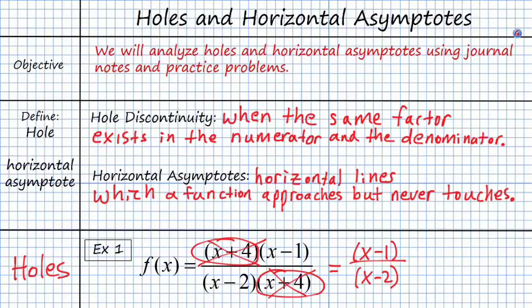So what this means is that while the function could be modeled using this expression here, there is one particular point where there will be a hole in the graph, and that hole will be at x is equal to negative 4. So that's where my hole will exist, x is equal to negative 4.